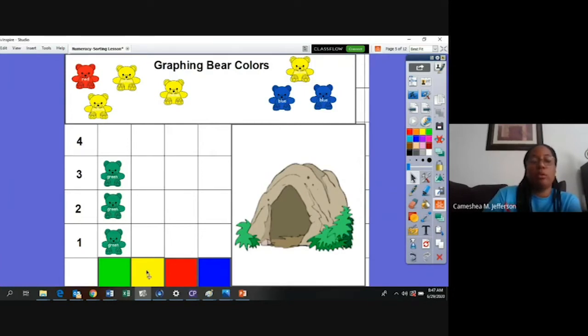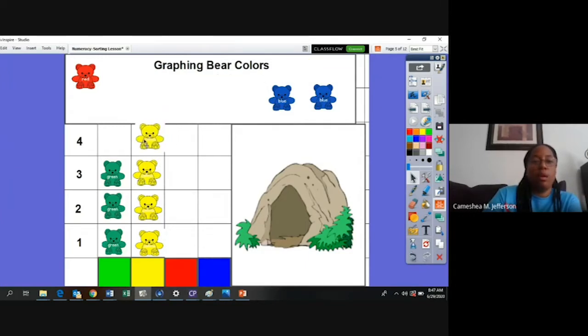So my next color at the bottom is yellow. I'm going to move my yellow bears down. 1, 2, 3, and 4. I have 4 yellow bears, and I don't even have to count them. It's somewhat like supersizing. I can look at it and just know that it's 4, but in my graph, it's a quick way to see. I go to the top of where my bears stop, I look over, and it's 4. I know I have 4 yellow bears.